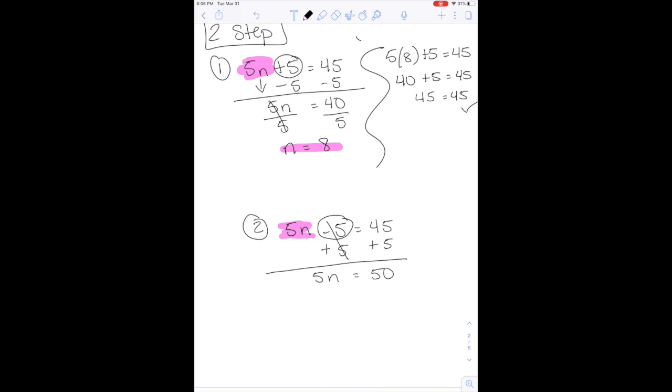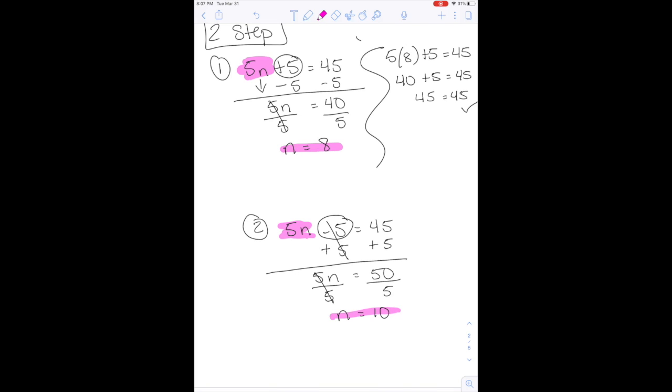Once again, we have to get rid of the 5 that's connected to the n. 5 times n, inverse, is 5 divided by 5. Those 5's cancel out, n equals 10. And again, you can substitute that in like we did up above and check your answer.